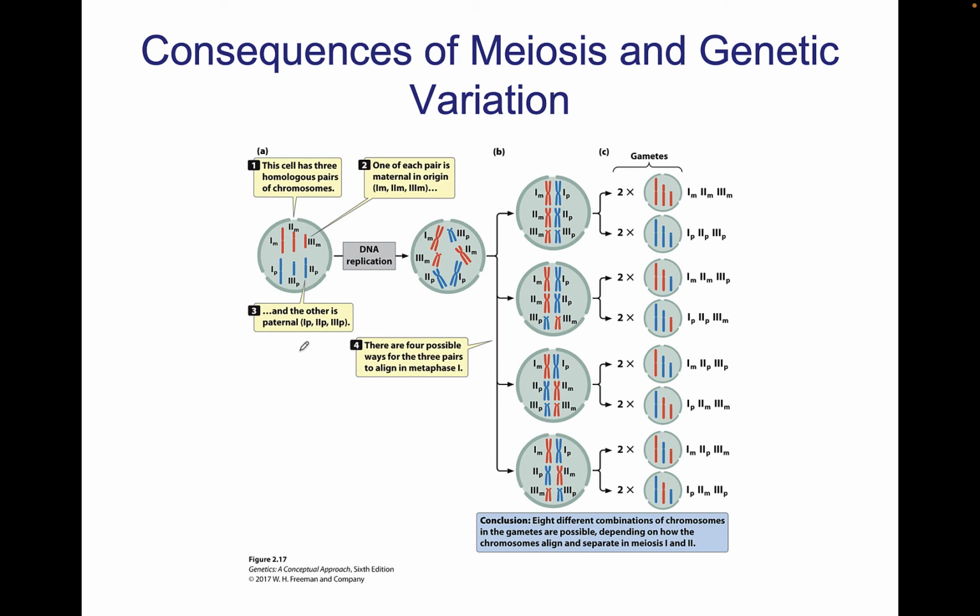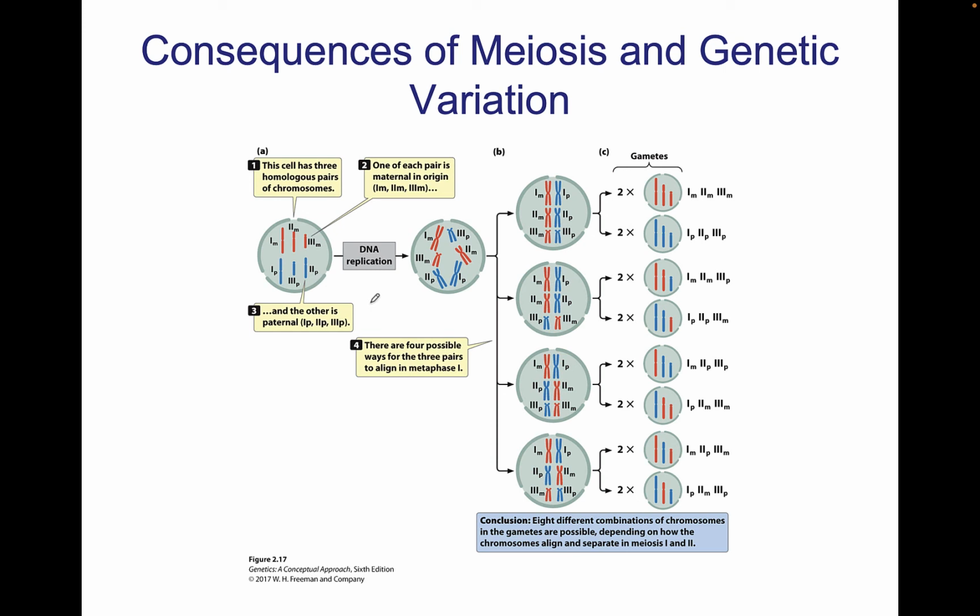Okay, in this example that you're seeing here, the cell possesses 3 homologous pairs of chromosomes. Okay, 1, 2, 3. This is one set. This is the other set. Okay, each pair is maternal in origin, and the other is paternal. So here is the maternal in red. The paternal is in blue.